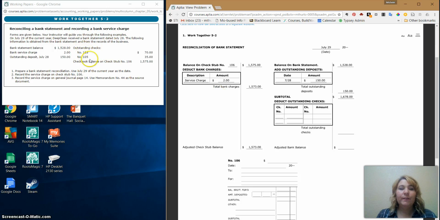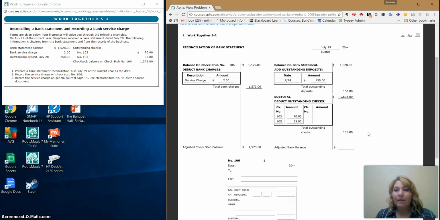Next, it says to list any outstanding checks. Well, it has shown us that we had 2 outstanding checks. In real life, of course, you would have gone back through and seen if there were any checks that you did not put check marks next to. So we have check 103 in the amount of $70. And we have check 105 in the amount of $35. Okay, if we add those 2 together, we get 105. So we get $105 worth of outstanding checks.